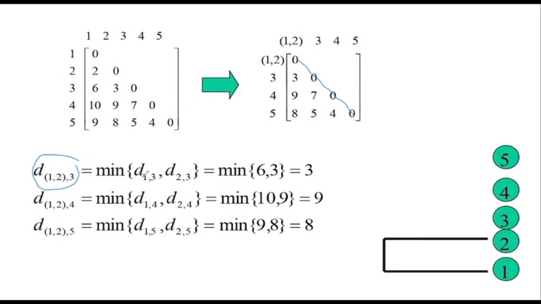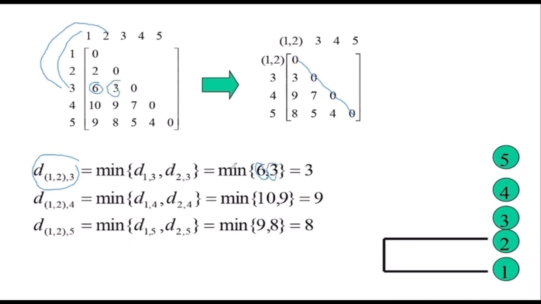Okay, so you want to consider 1 and 3. 1 and 3 is 6. Can you see this guy? Okay, 1 and 3 from the old matrix is 6, and that was why you have this particular 6. Then 2 and 3. Okay, 2 and 3 is 3 from the old matrix, and that is why you have this guy here.